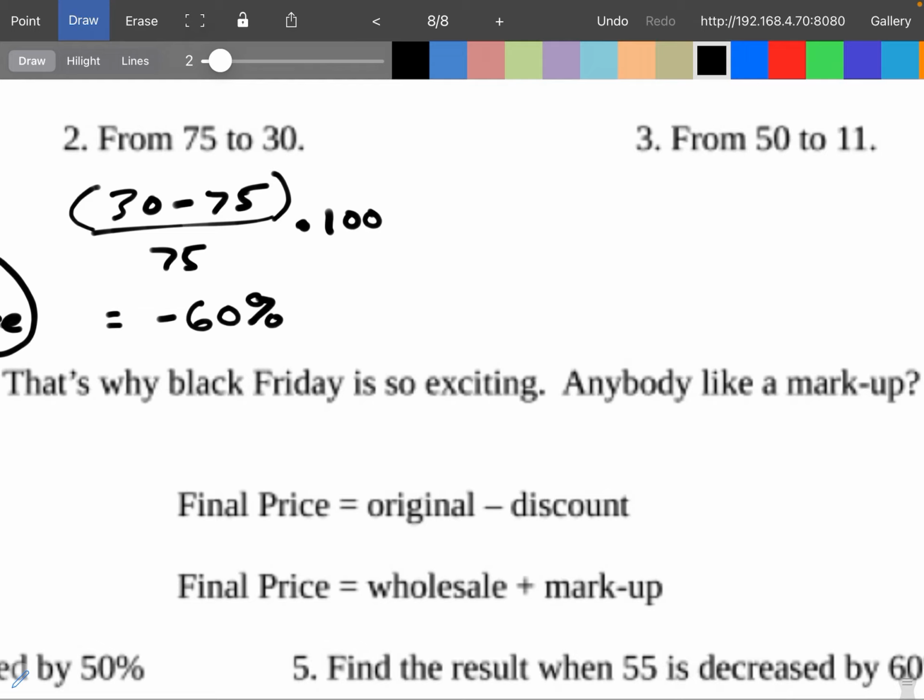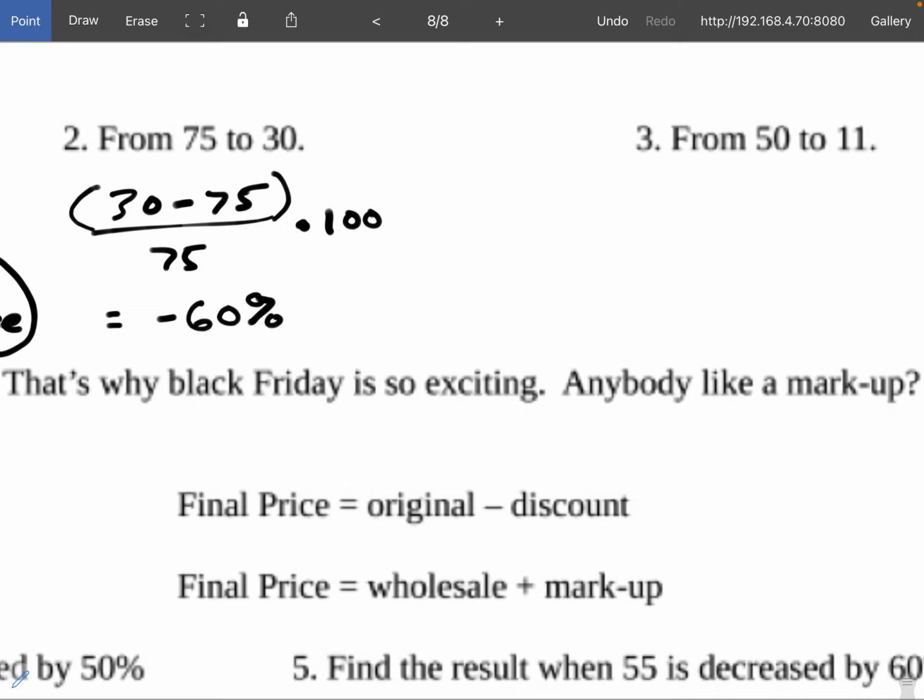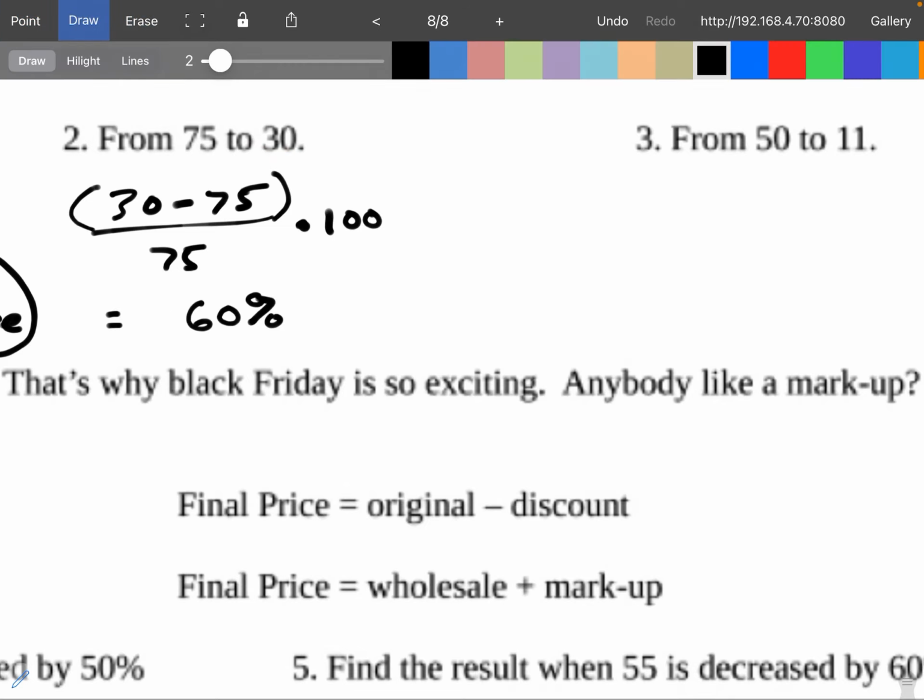And again, these are percentages, so you've got to put the percent symbol on there. Isn't that the same thing as saying a 60% decrease? Yeah, that's what I was going to say. So it comes out to be negative 60%, but really, all that negative is telling you is that it decreased, right? It decreased from 75 to 30. So if it's decreasing from 75 to 30, this is going to be a percent decrease. That's what the negative is really implying, so you don't really need that negative there. So it's just a 60% decrease.